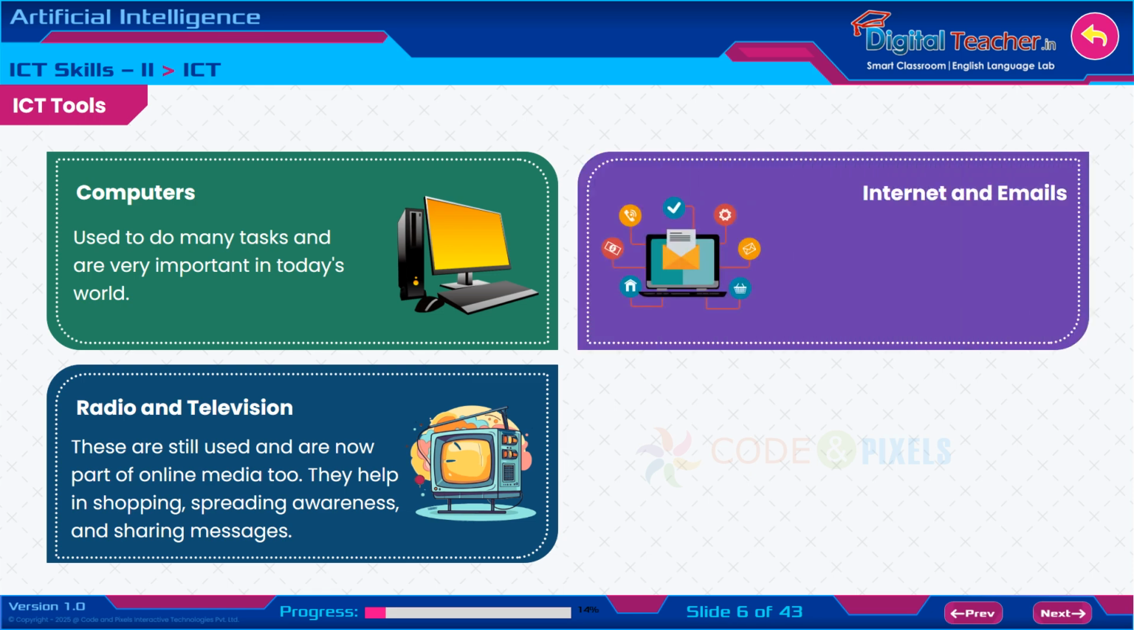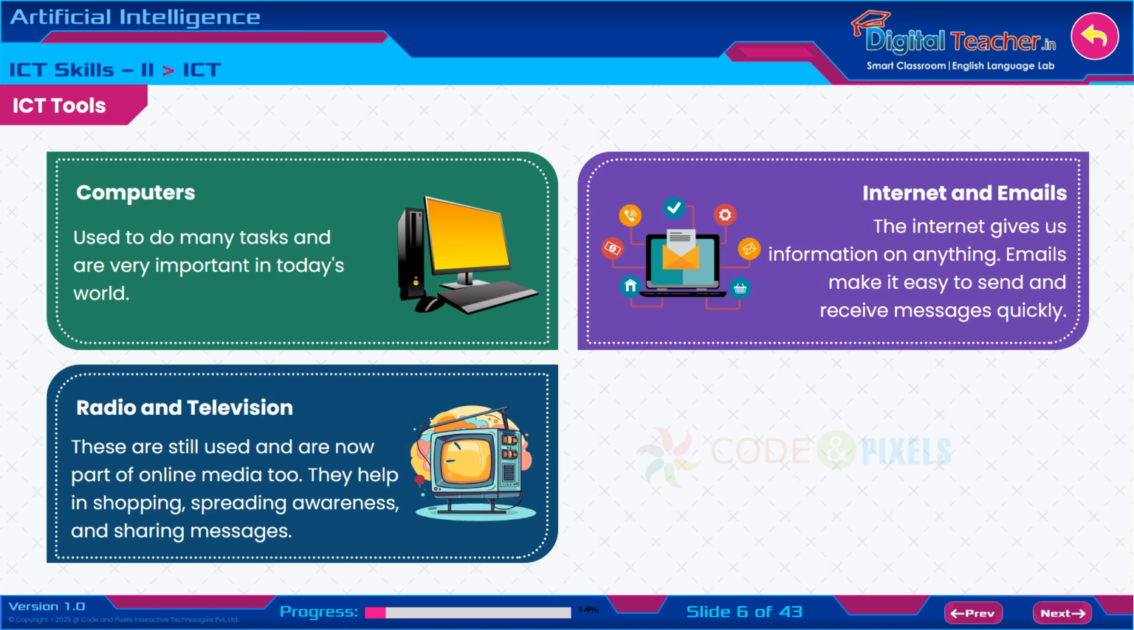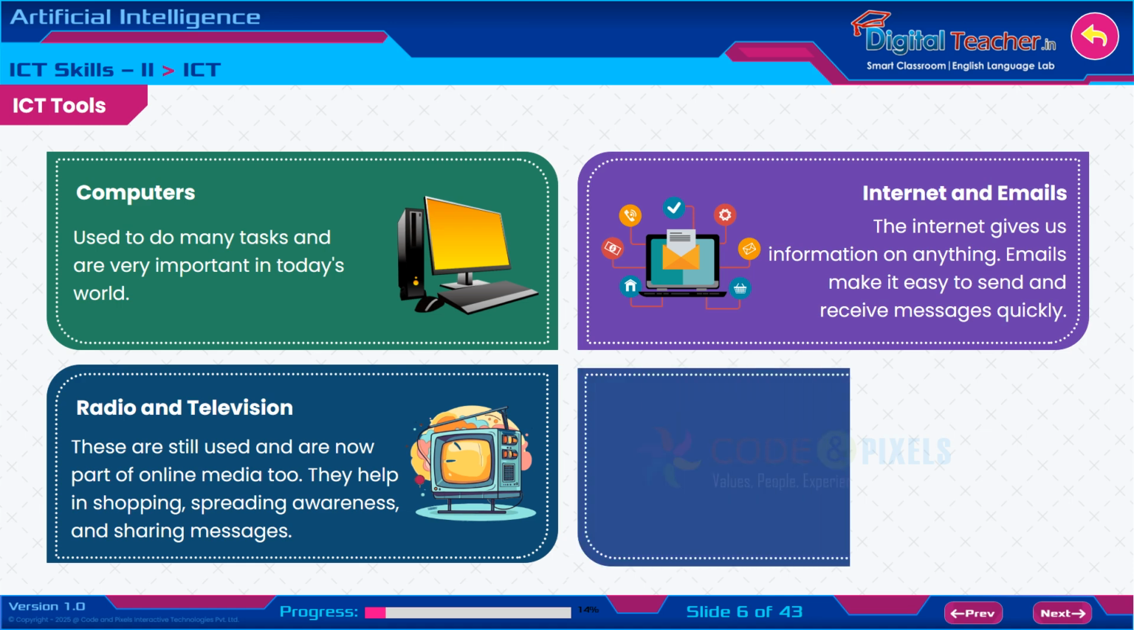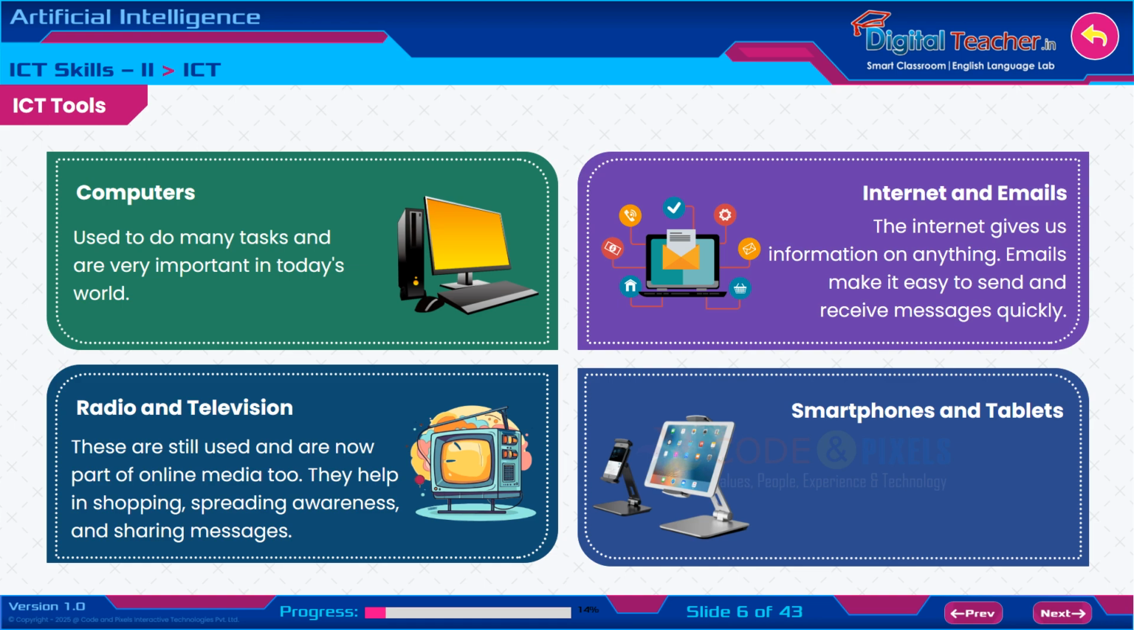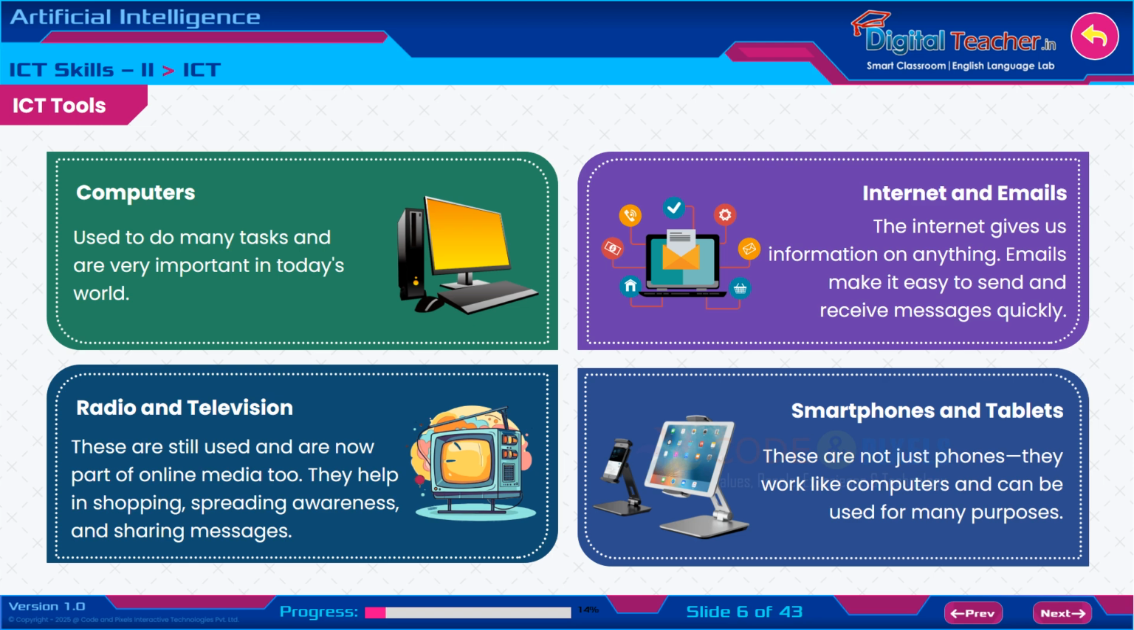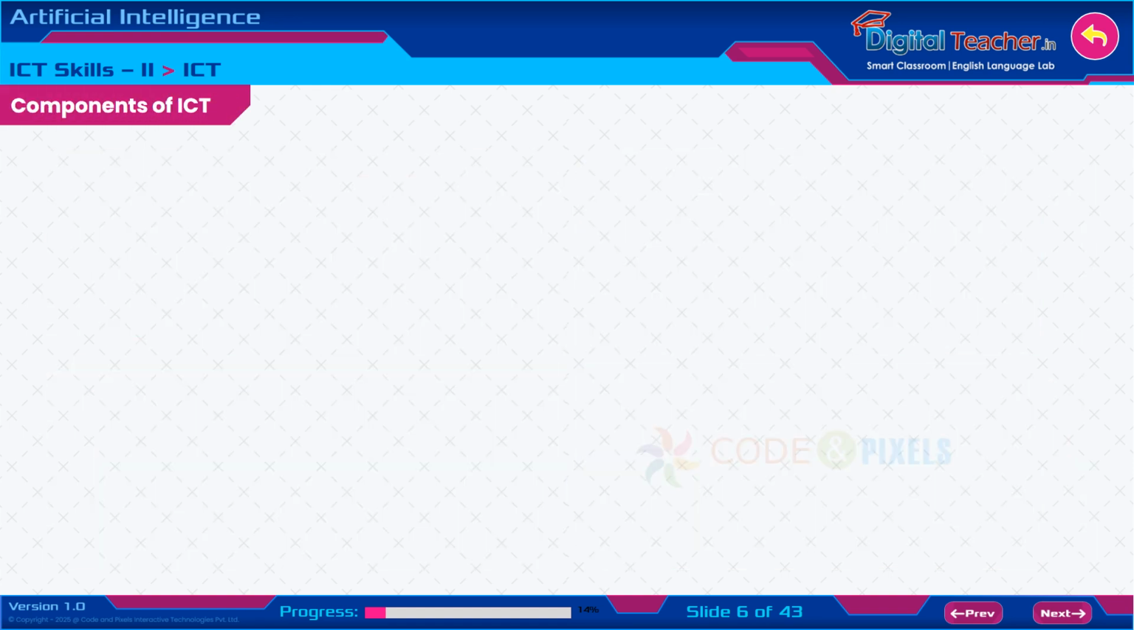Internet and emails. The internet gives us information on anything. Emails make it easy to send and receive messages quickly. Smartphones and tablets. These are not just phones, they work like computers and can be used for many purposes. Components of ICT. There are 6 main parts of ICT.